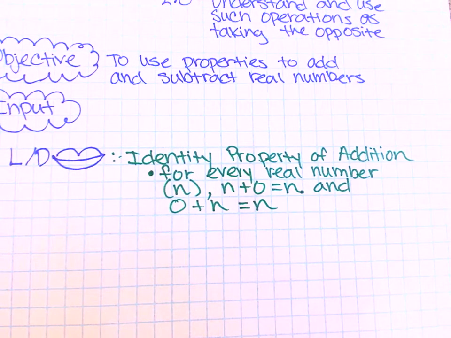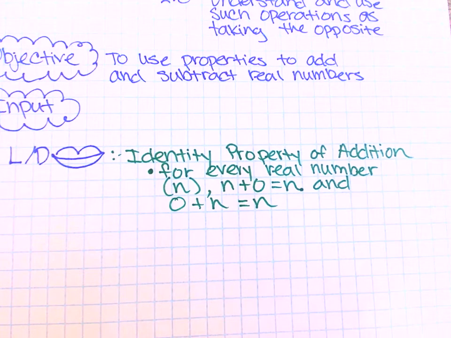Meaning that for the property of addition, it doesn't matter what order you put it in, you're still going to come up with the same thing. Whether it's 0 plus n, it will still be n, or if it's n plus 0. That's the first word.